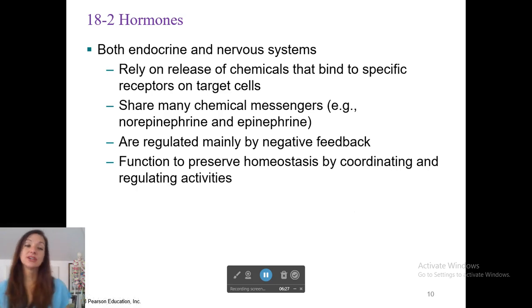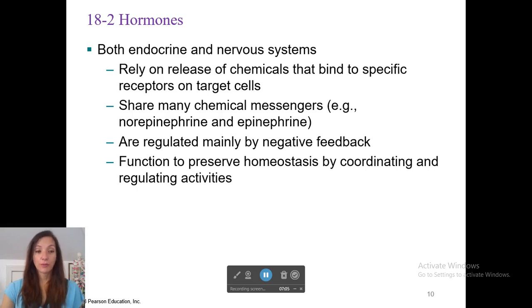All right, so different types of hormones. Both the endocrine system and the nervous system use hormones. Some of the neurotransmitters that we talked about in the nervous system are the same as the hormones that are used within the endocrine system. So there's this dual function there, such as epinephrine and norepinephrine. Those are not only neurotransmitters, but they're also hormones used within the endocrine system.